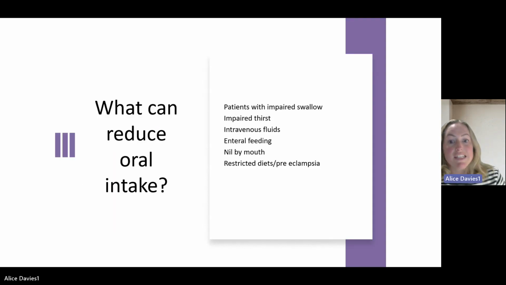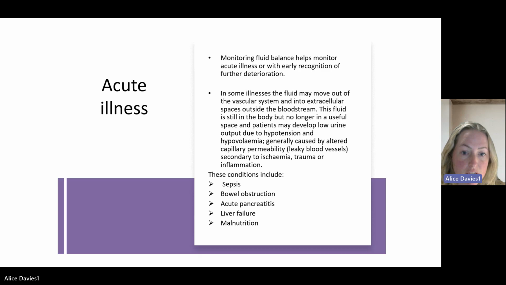What can reduce oral intake? There may be an impaired swallow, perhaps there were some complications after general anaesthetic, impaired thirst, she might be on IV fluids and therefore not feeling that thirsty, enteral feeding, nil by mouth, maybe she's pre-surgery, or on a restricted diet. For example, if it's preeclampsia, perhaps she's being restricted to 80 mils per hour.